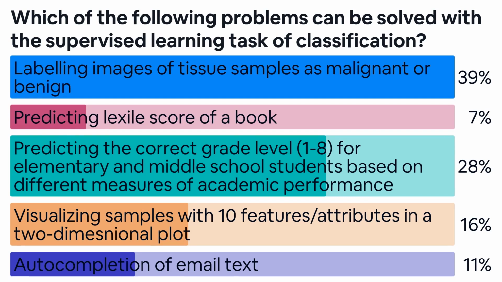Visualizing samples with 10 features or attributes in a two-dimensional plot. And the keyword here is dimensional, right? It should have triggered your memory for dimensionality reduction, which is an unsupervised learning problem. Basically, we're not dealing with any sort of labels here. So there is no question of is this A or B to be answered here. You have some sample, it has 10 different features: height, width, color, maybe what it is made up of, things like that.